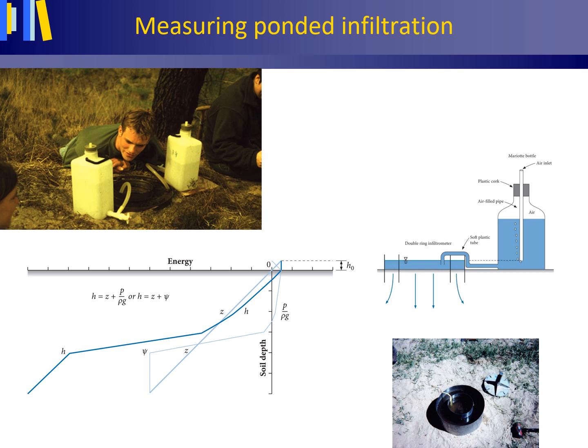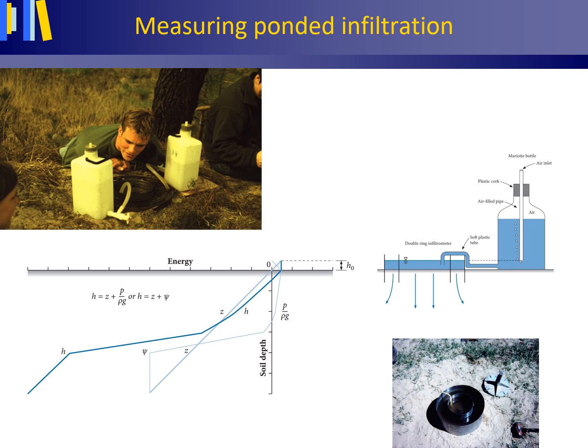By keeping track of the water level in the Marriott bottle, one can determine the volume of water in milliliters or cubic centimeter that flows from the bottle for a chosen time step, for instance, per each minute. Dividing this water discharge, cubic centimeter per minute, by the area of the inner ring, square centimeters, delivers the infiltration rate F for each time step in centimeter per minute, which can be reworked to millimeter per hour.